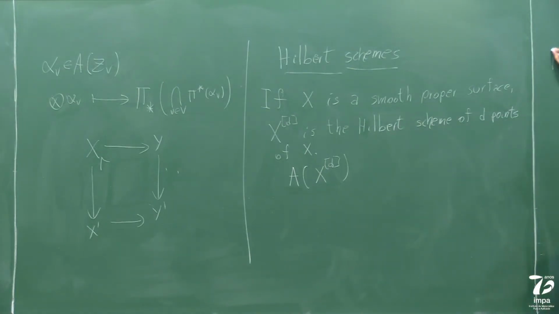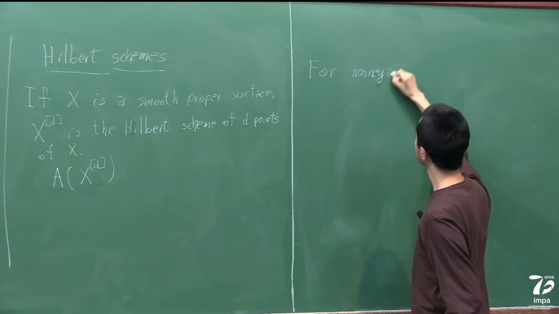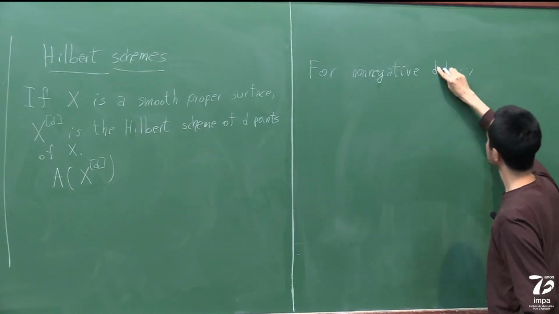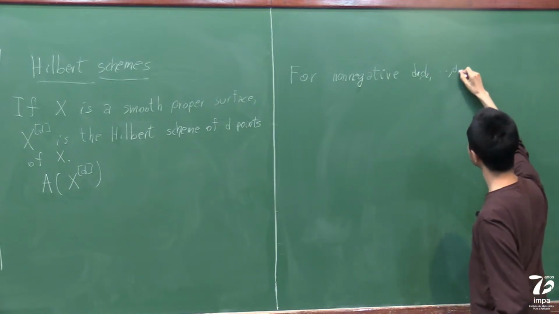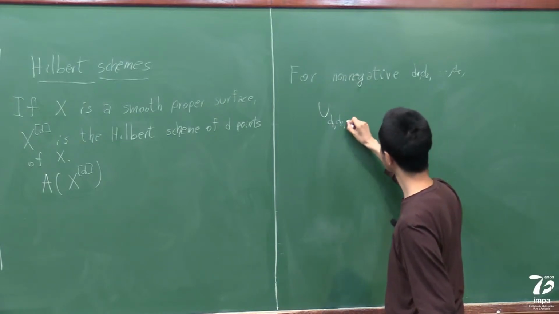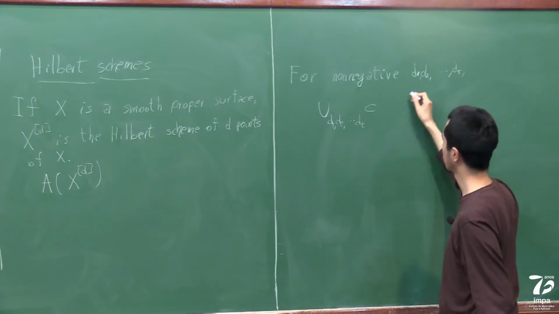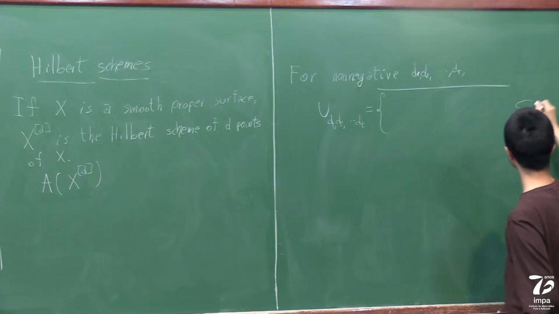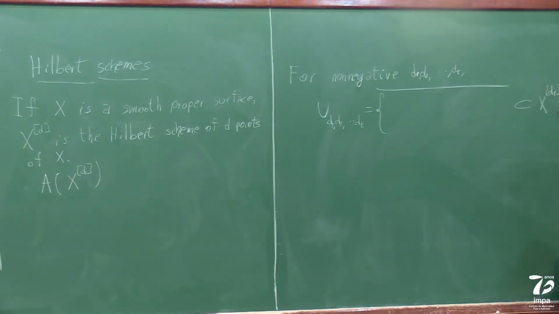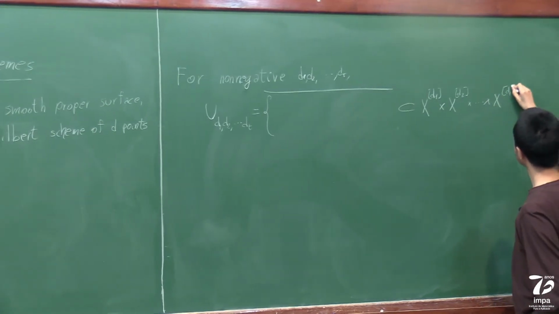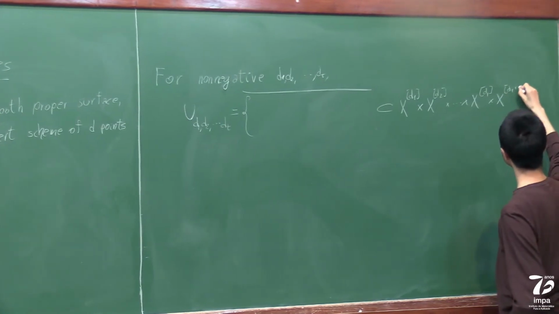Okay, let's define non-negative integers D_1, D_2, up to D_t. Let's define U(D_1, D_2, ..., D_t) as the subscheme of the closure of this locus in the product of X^[D_1], X^[D_2], ..., X^[D_t], and X^[D_1+...+D_t].